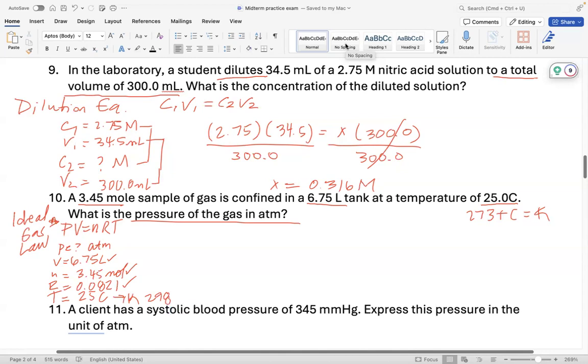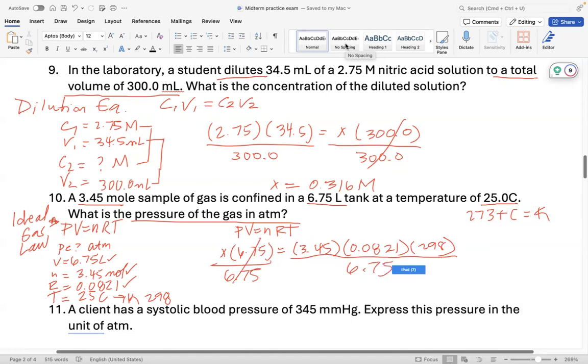So now I have all my variables and I need to plug it in. So PV equals nRT. So my P is my X, my V is my 6.75, my N is 3.45, my R is that constant value, my T is 298. All right, divide each side by 6.75 to get X by itself. And we get the pressure is, kind of depending on how you round, 12.5 atmospheres.